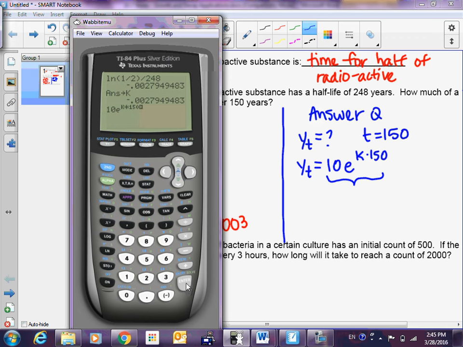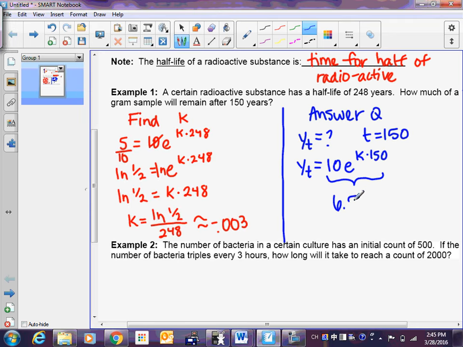And we know our number should be between 5 and 10. If you do something wrong, it's probably going to give you like a really whacked out answer. And this is between 5 and 10, so we can be pretty confident that we did this right. So 6 point, and then this is where we will round.